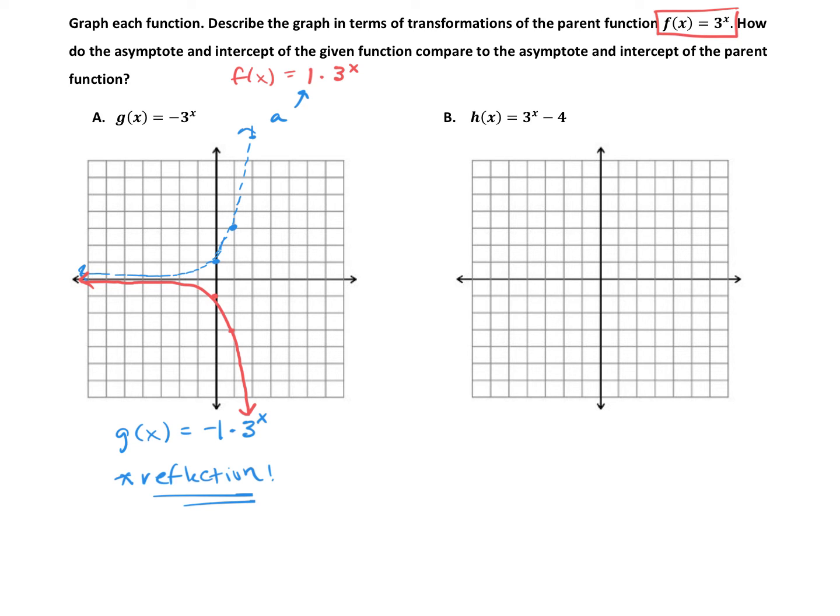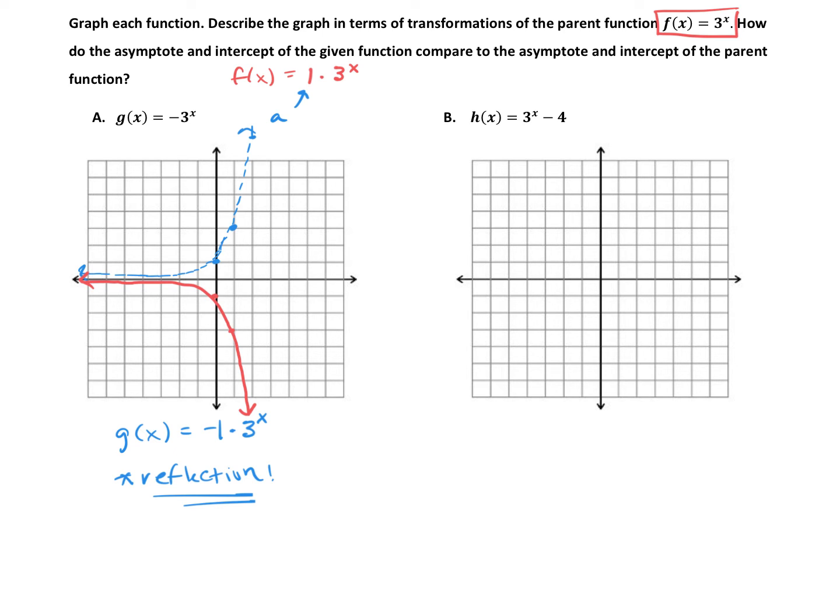The negative out front reflected it across the x-axis, and it says compare the asymptote and the y-intercept. So the y-intercept changed. It went from a positive 1 to a negative 1, so it reflected that down, but the asymptote did not change. And I've been saying your asymptote will change if you have a vertical shift. So the asymptote is the same, but the y-intercept did shift down.